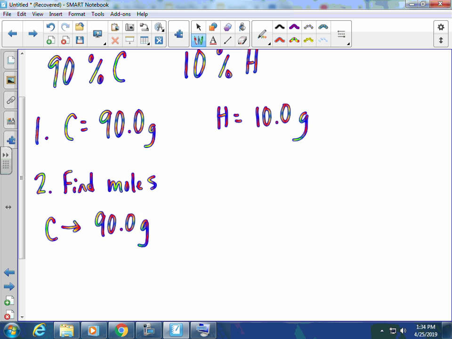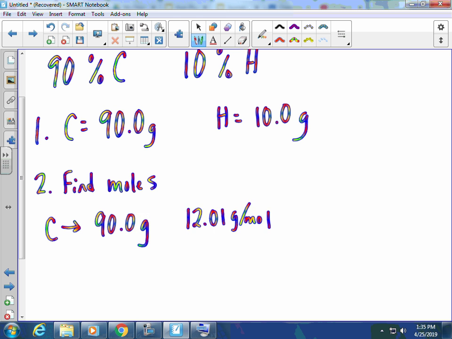So how do you do that for carbon? Is it not coming through? Huh? Well, let's look at the periodic table because that's how we do mass. So if I look at the periodic table and I look up carbon, it tells me that carbon has 12.01 grams in a mole. Okay? So carbon is 12.01 grams per mole.